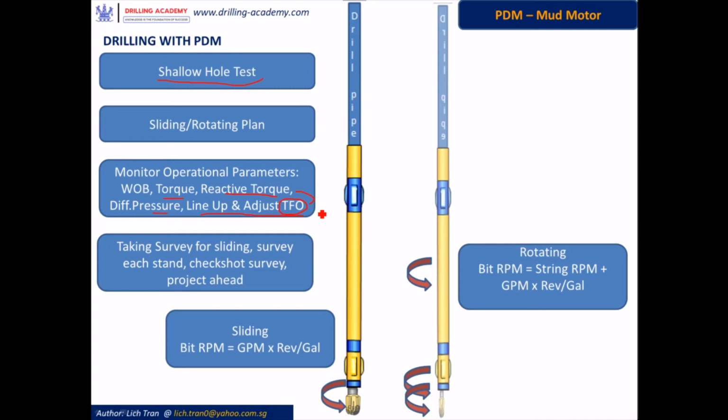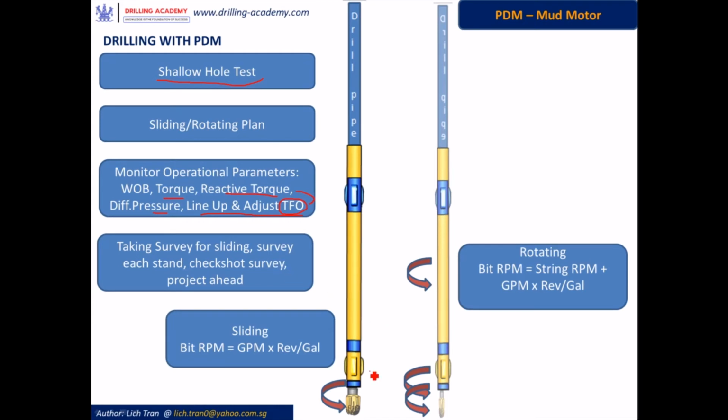And sometimes the tool sends up some misinformation or wrong survey data. He has to take a check shot, and if he has any doubt about the performance of the tool, he has to take a check shot, and then he makes a projection ahead. If he estimates he can't achieve the build rate that is required, he may have to trip the motor out to change to another angle setting on the AKO.